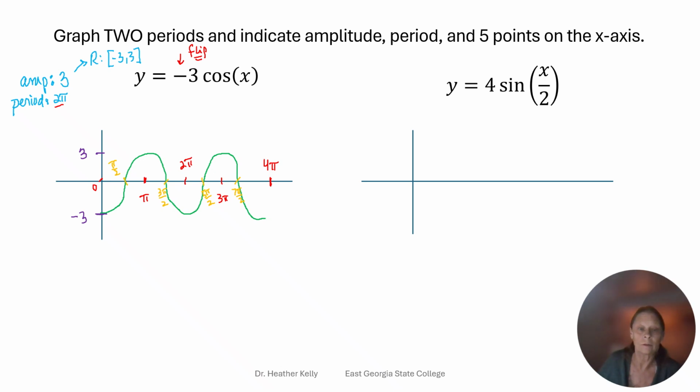Here we have the sine function. Awesome. We have amplitude of 4, which means that our range is going to go from -4 to 4. We have a period here of 2 pi divided by, and here we have 1/2. So 1 period is equal to 4 pi. All right, let's graph her up.